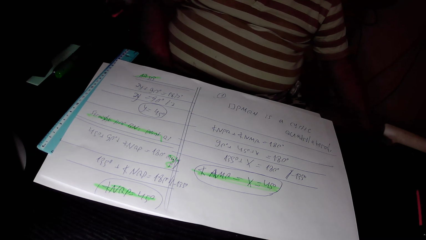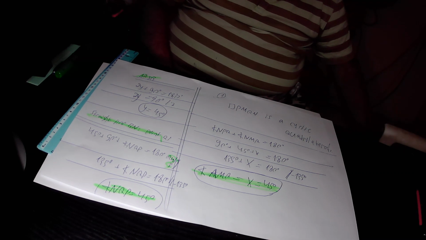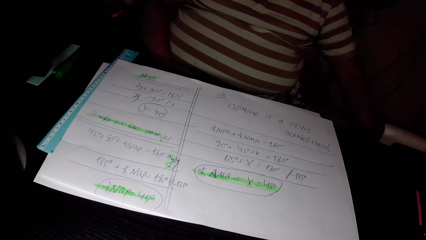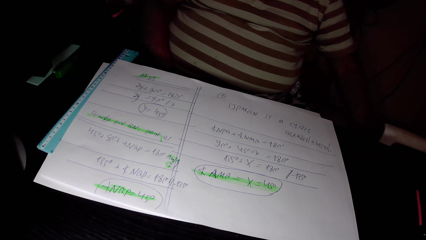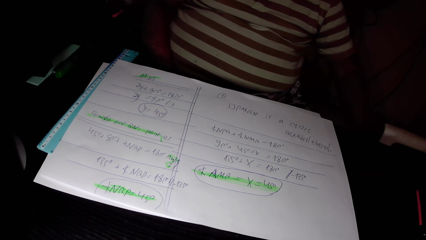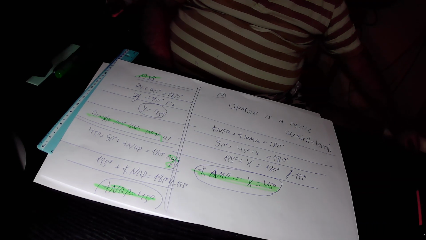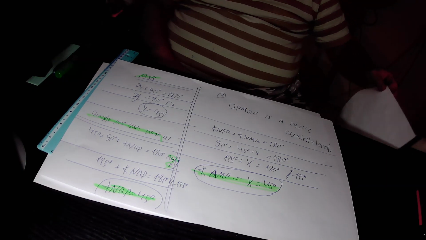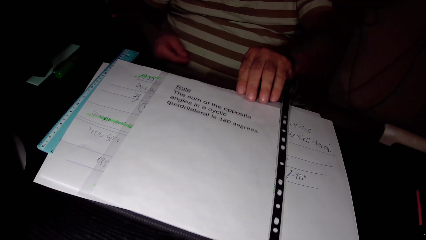But we have the rule that states that the sum of two opposite angles in a cyclic quadrilateral is equal to 180 degrees. And again, we have the rule that says that the sum of the two opposite angles in a cyclic quadrilateral is equal to 180 degrees.